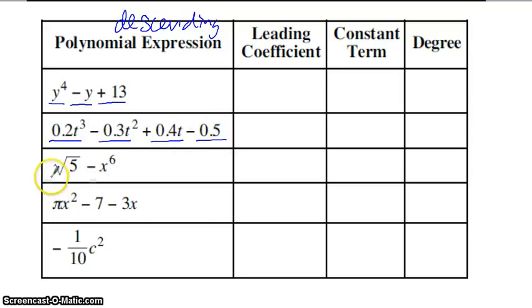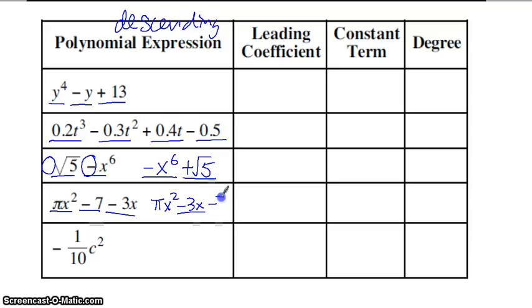Here, it is not in descending order, so let's rearrange it. When you rearrange it, make sure you move the sign with the term. This negative sign belongs to x to the 6th, so don't miss that. And what about root 5? There's no sign here, so it's assumed to be positive. Let's put them in descending order. And here, this is the one with the highest degree. Pi is just a number, so the degree is still 2. This is the second term. See, I copied the negative sign.